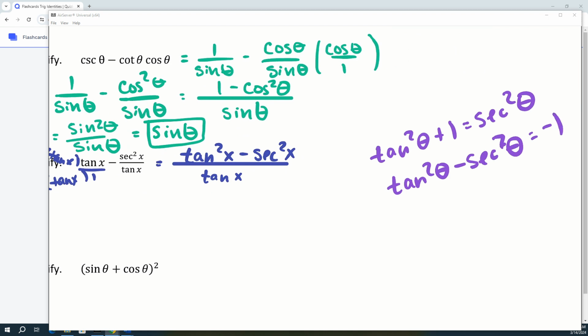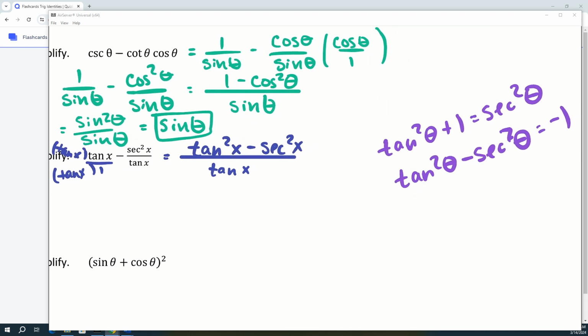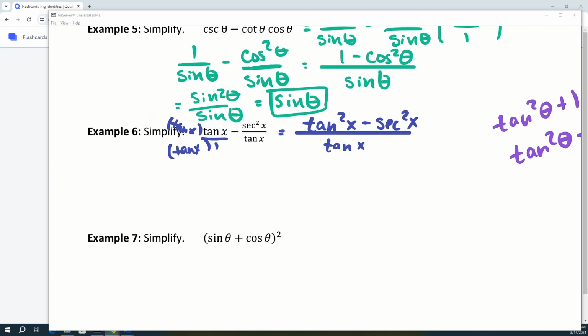So I took that identity and I kind of manipulated it. So that whole numerator, what is it just equal to? -1. Good. So I can replace the numerator with -1. All right. And then what do you guys think -1 over tangent of x is? Negative cotangent. Good job.